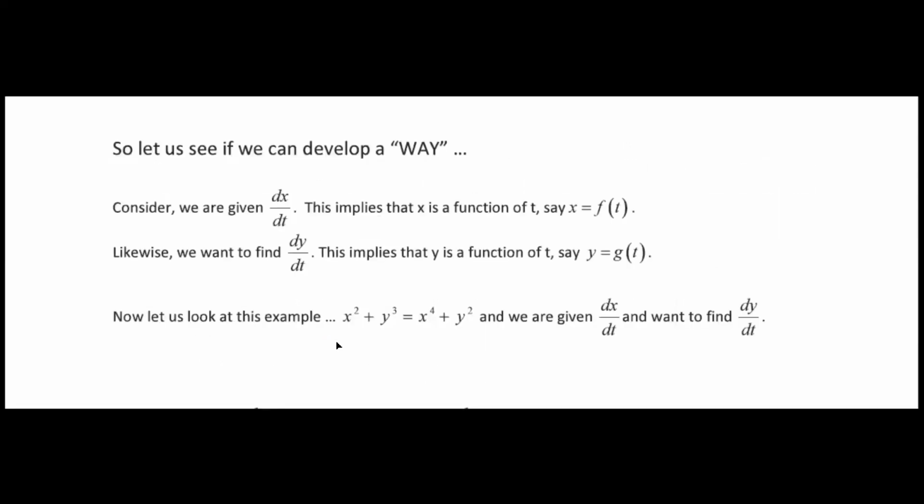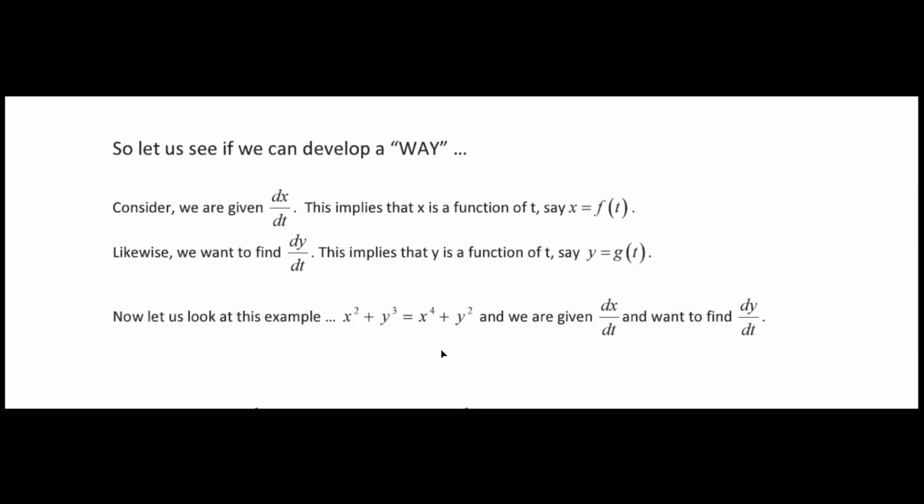So let's see. Let's start out by saying we're given dx/dt. Now, the fact that we have dx/dt means that x must be a function of t. So we're going to write x is a function of t, call it f of t. What is it we're looking for? We're looking for the values for dy/dt. Well, in order to find dy/dt, that means that y is a function of t also. So we'll write y as g of t.